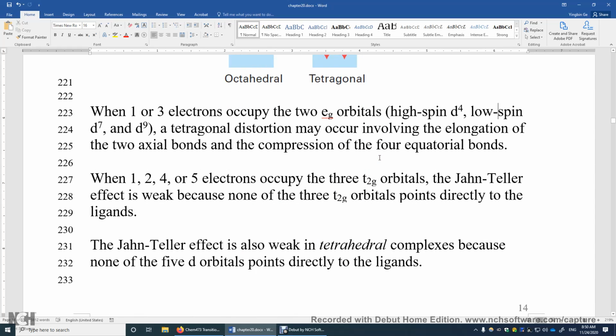If we look at a tetrahedral complex, is there any Jahn-Teller effect? Yeah, there is also a Jahn-Teller effect, but it's extremely weak because in the tetrahedral complex, I'll let you just picture this in your head. None of the 5 d orbitals are pointing directly to the 4 ligands or to the 4 point negative charges. So even if there is a Jahn-Teller effect, it's extremely weak.